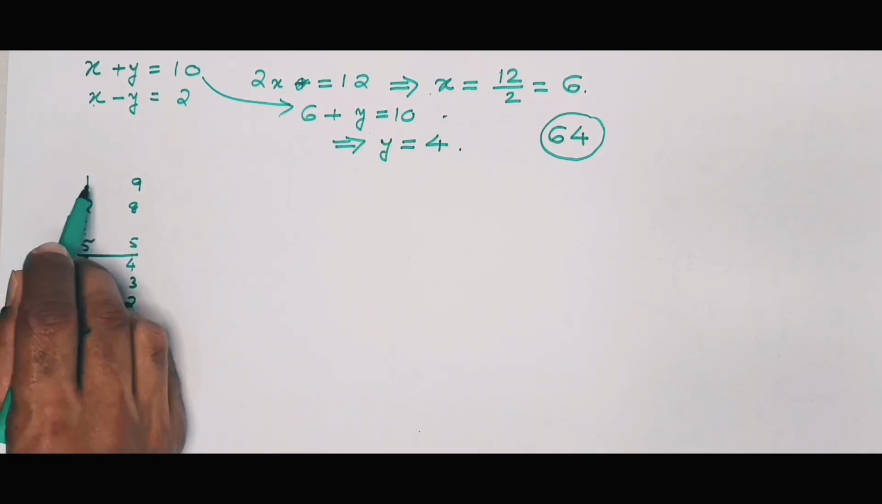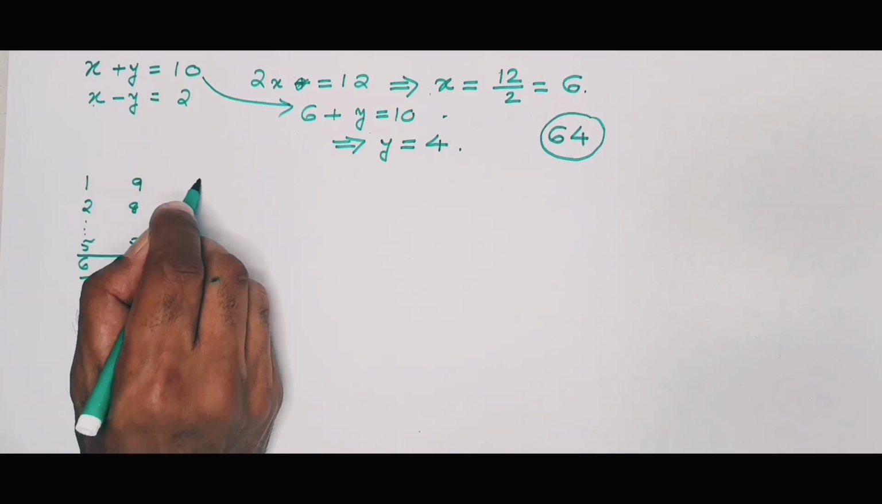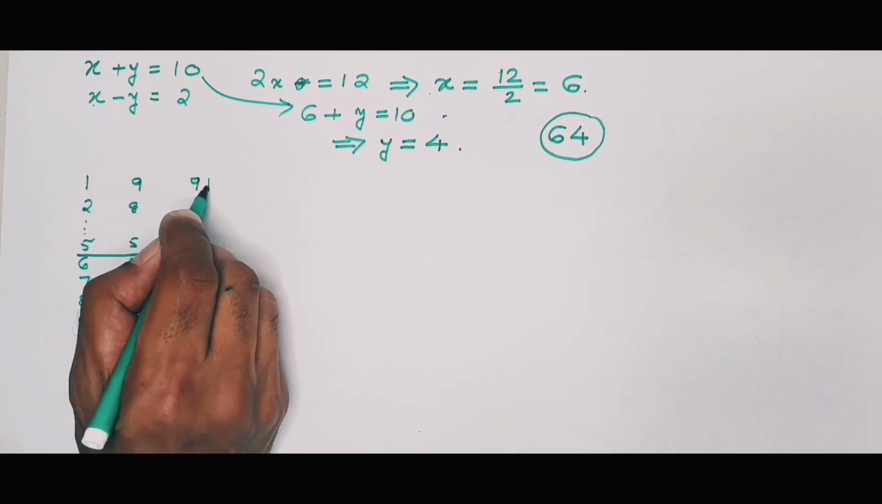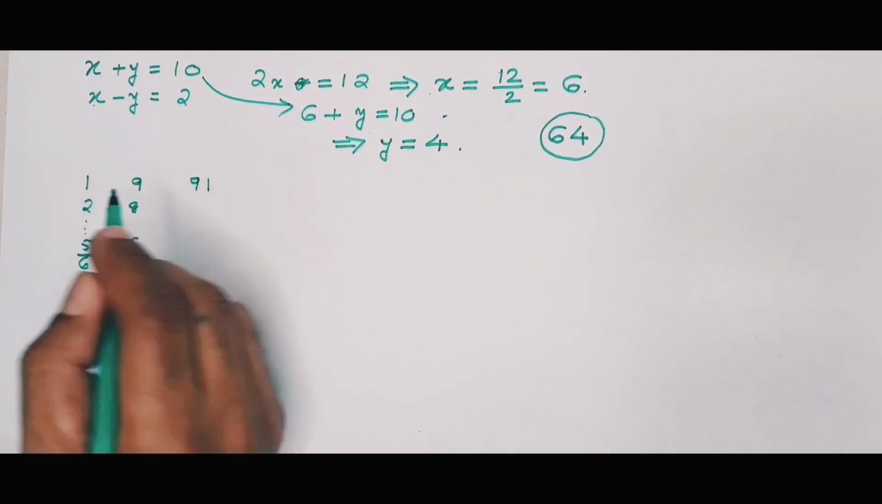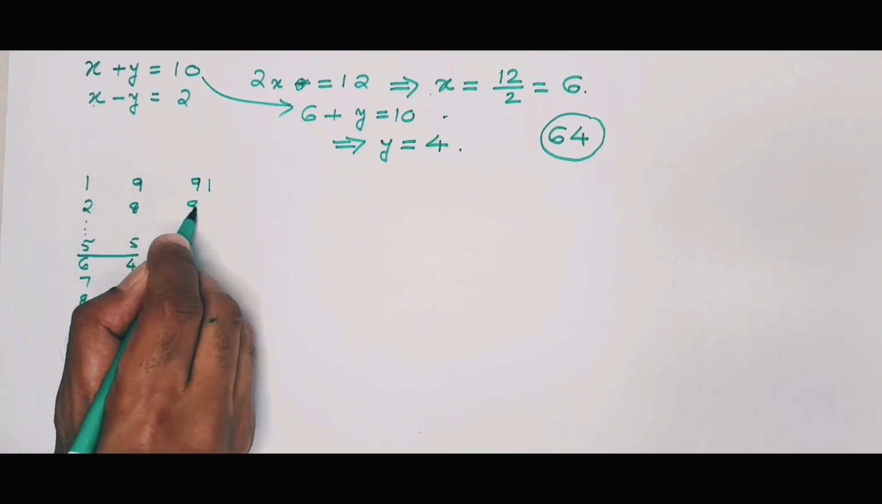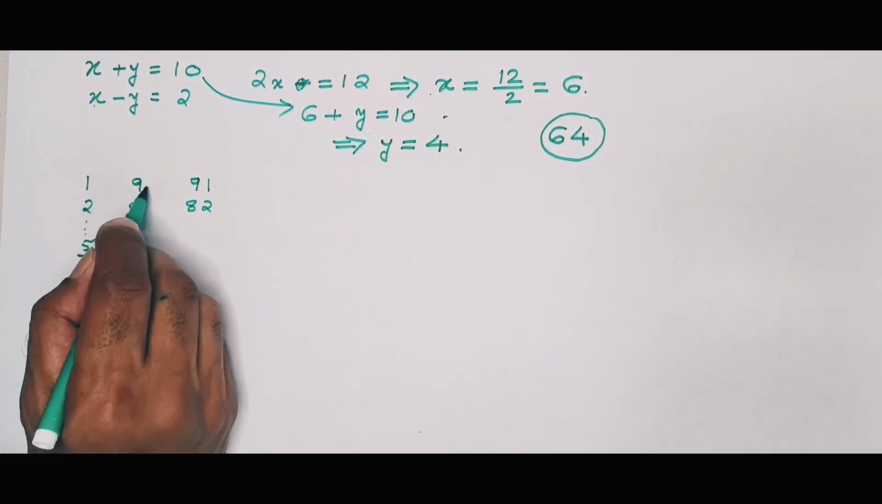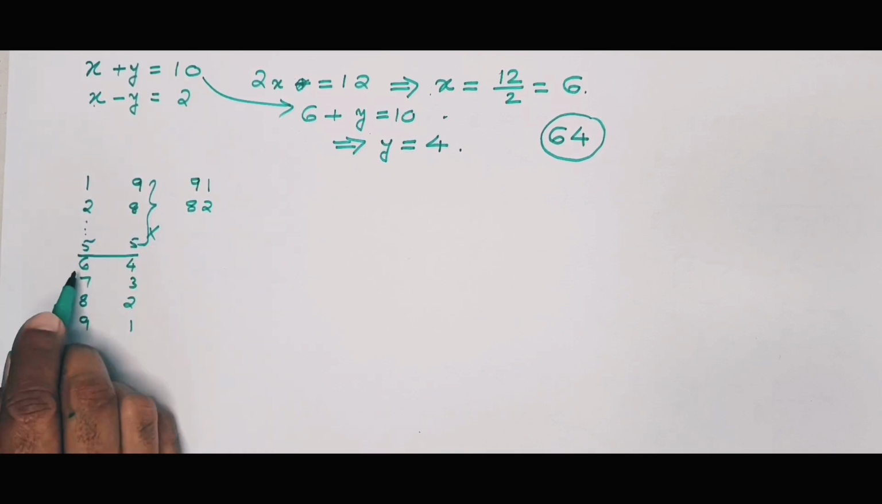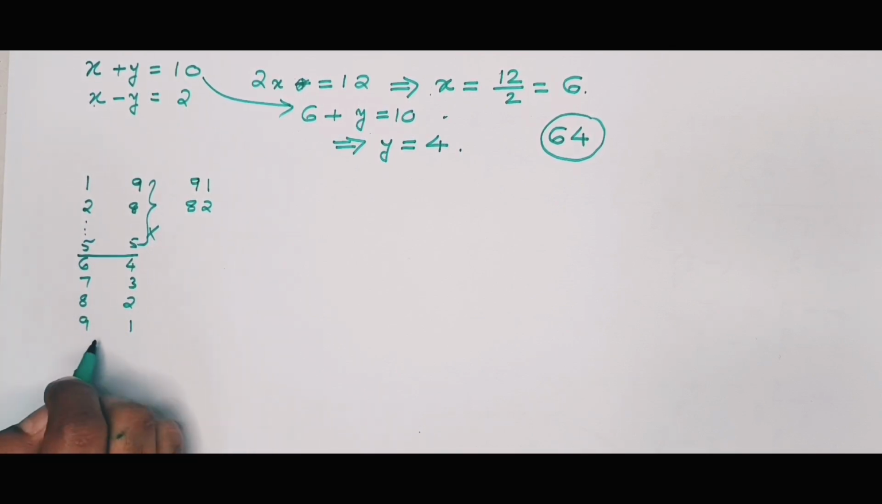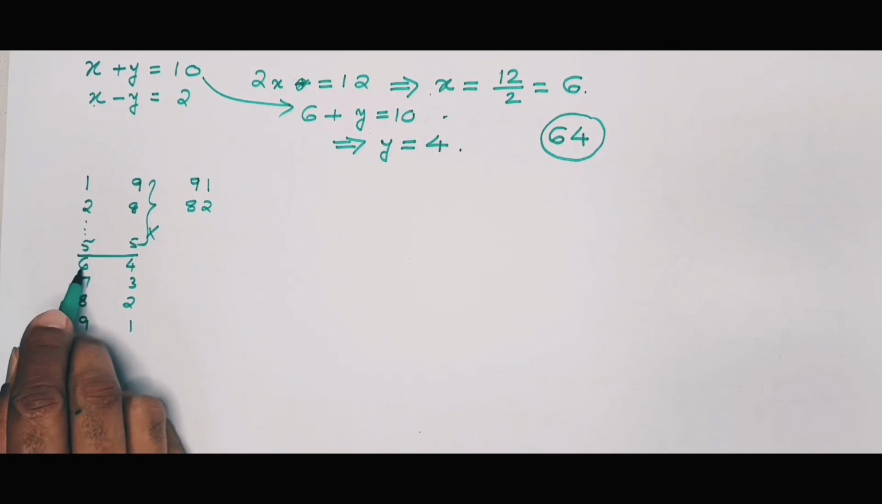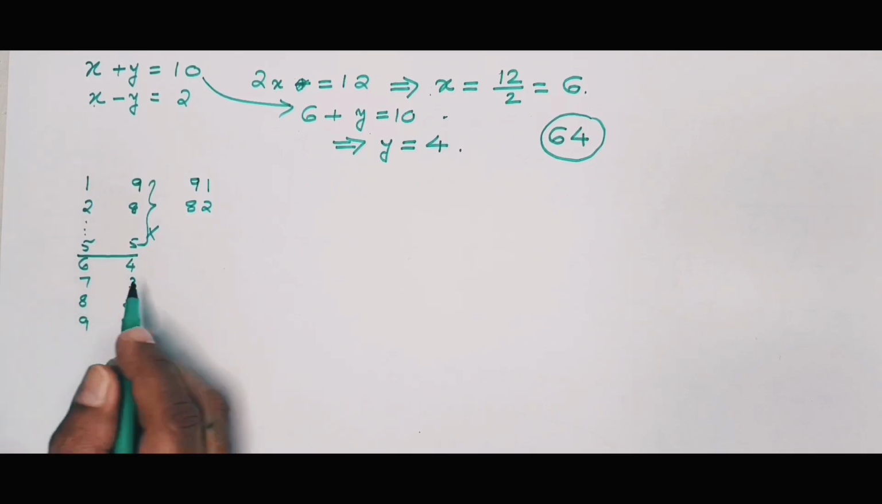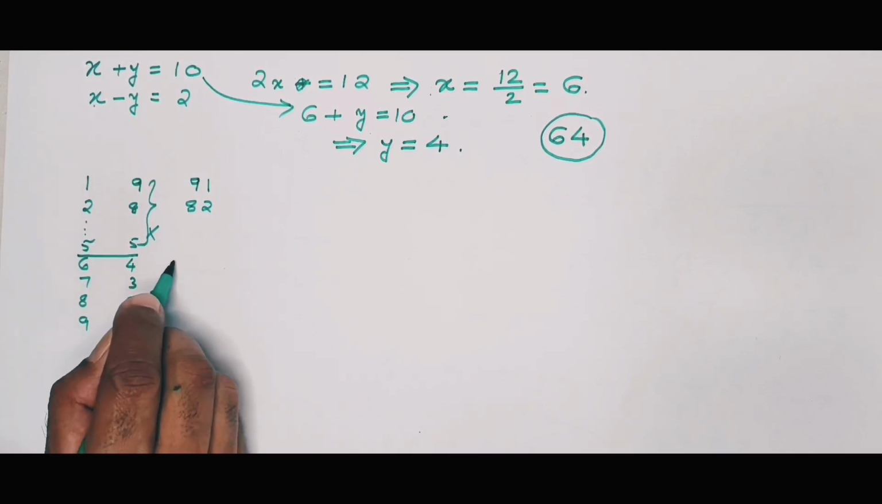See, if you take 19, when you interchange the digits, you're getting 91. And this is not less than this. Similarly, 28 means 82. Again, not less. So up to this, you don't need to consider. Then there are these 4 possibilities in which when you interchange the digits, you will be getting a smaller number.